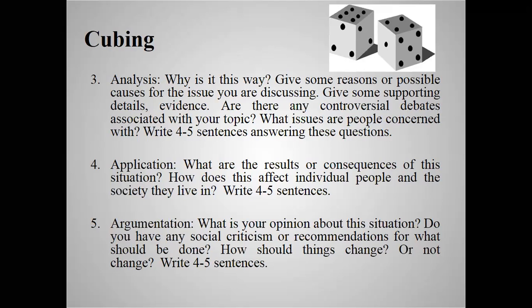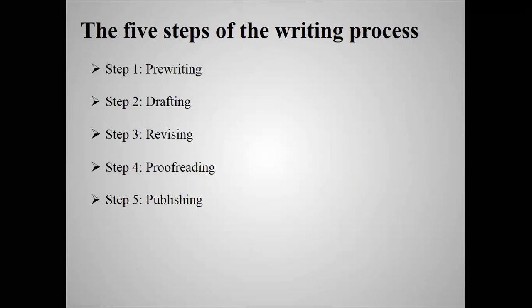After that we have the step of application: what are the results or consequences of this situation we are going to draft. How it will be, how it will affect the people, and what benefits people will take from that, or what damages people will take from that in actual. After that, in last, we have the argumentation about the opinion of that specific topic, and what will be the social criticism or recommendations, future prospects, damages, benefits we will have in actual. So write 4 to 5 lines about the argumentation of that specific topic in the sense of benefits and harmfulness.